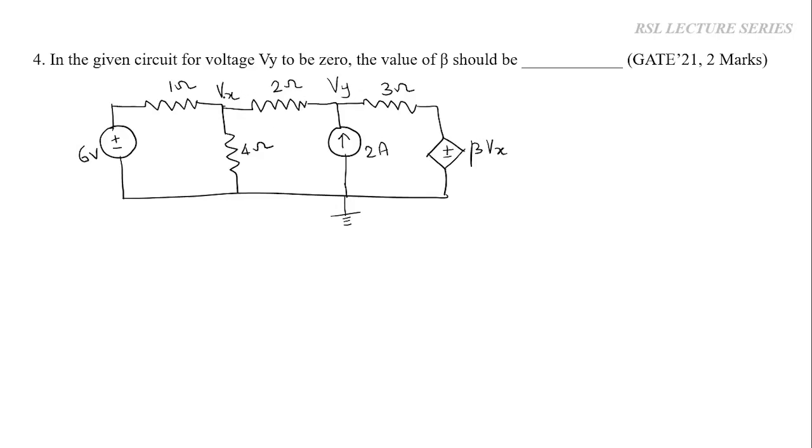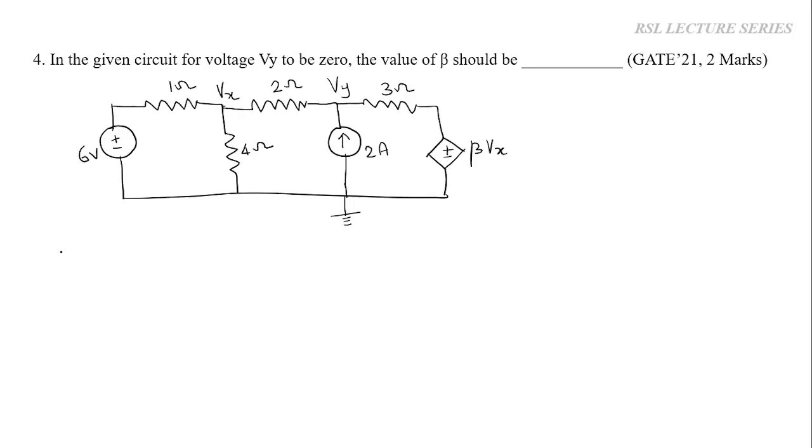Okay. We have been given two node voltages Vx and Vy. So we'll apply node analysis over here. Let us assume this is node 1 and this is node 2. Node 1 voltage is Vx and node 2 voltage is Vy. So we'll write two node equations and solve them to find the value of beta.